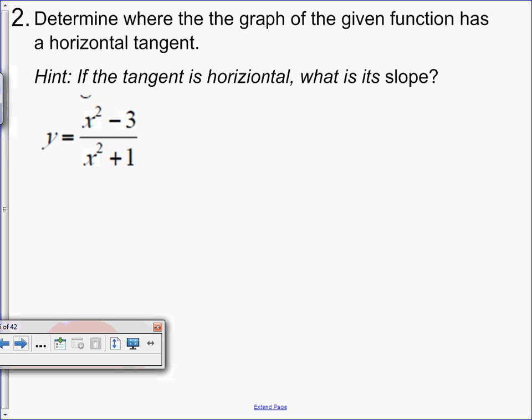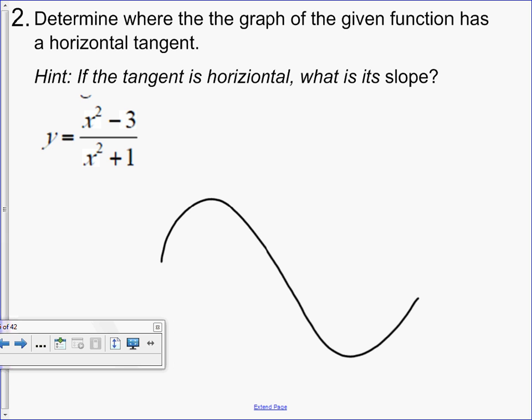The second thing we want to be able to do is figure out where a graph has a horizontal tangent. Tell me when the tangent line's going to be horizontal. Right about here, right? And then when you get down over here. If you have a graph in front of you, you can just point, okay, it's horizontal there. But if you don't have a graph, all you have is an equation for the function. If the tangent's horizontal, what do you know about its slope? It's 0. So you could figure out where the derivative is 0.